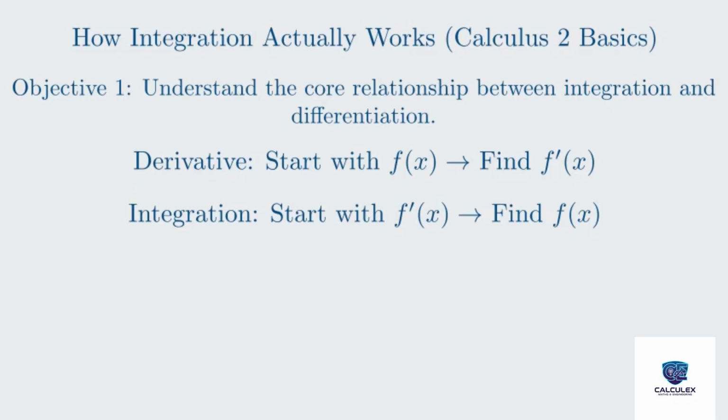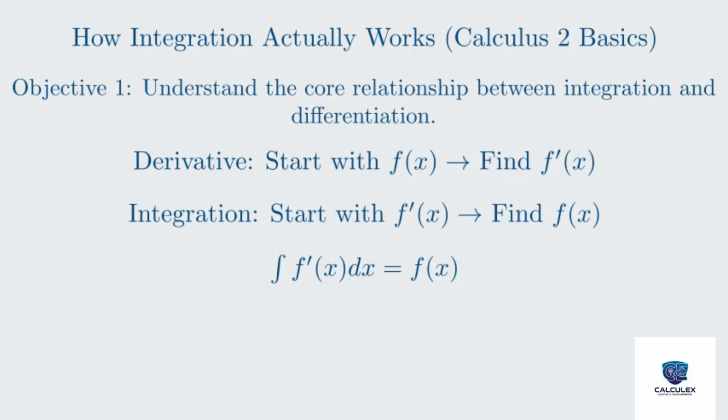Now, let's connect this idea to the notation we use. The integral of f prime of x with respect to x is equal to f of x. The symbol on the left is called the integral sign, and f prime of x is called the integrand. The dx at the end is crucial. It tells us which variable we are integrating with respect to. Without it, the notation is incomplete and ambiguous. But there's one small but incredibly important detail to consider.